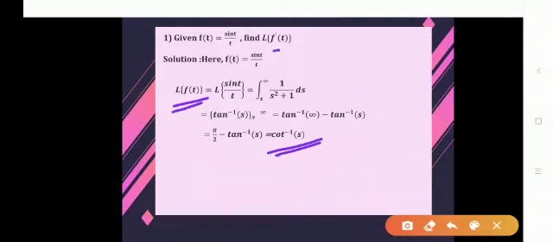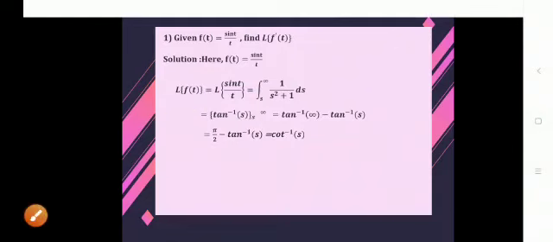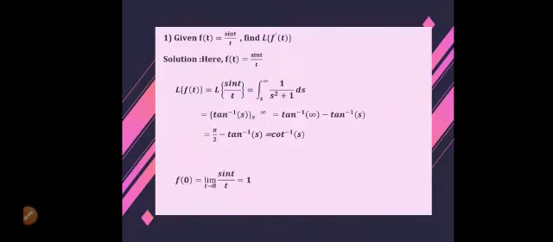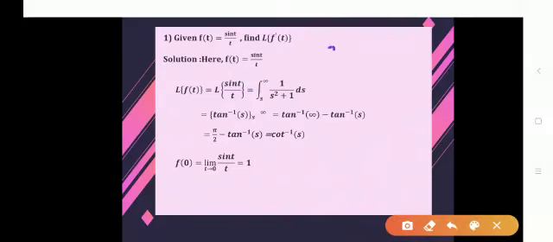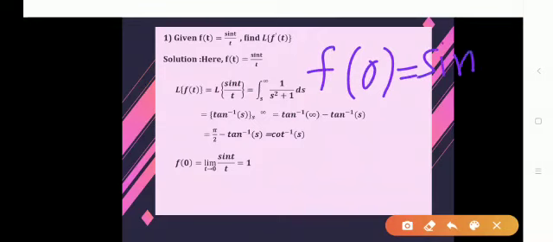So this is the Laplace transform of f of t, that is the original function which we are going to use to find the Laplace transform of f dash of t. But before that we should have f of 0 value. So as f of t is sin t by t, f of 0 is sin 0 by 0. But as we know, sin 0 value is 0. So denominator is also 0, numerator is also 0. This is not at all 0.